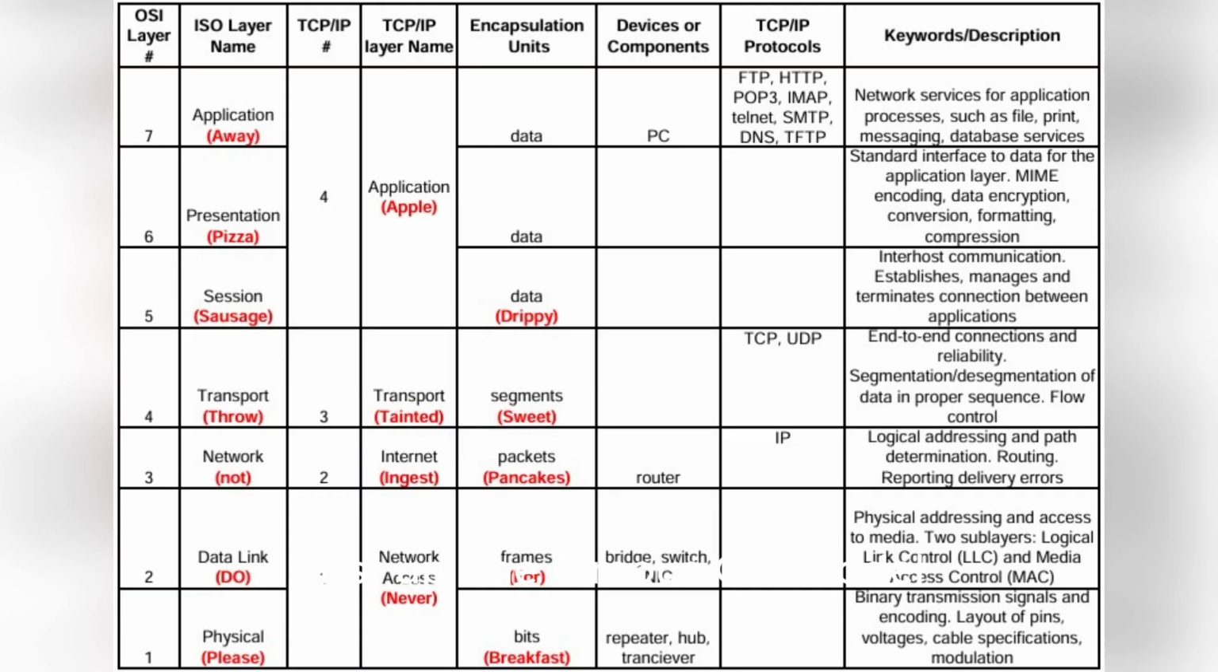First up, the famous OSI model. This is the one you see in textbooks. It has 7 layers, from top to bottom: application, presentation, session, transport, network, data link, and physical.